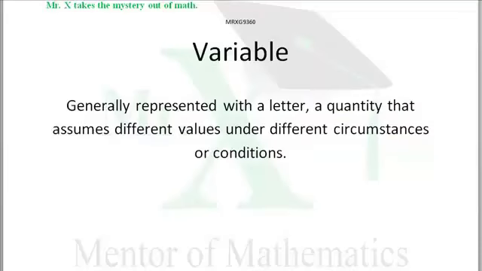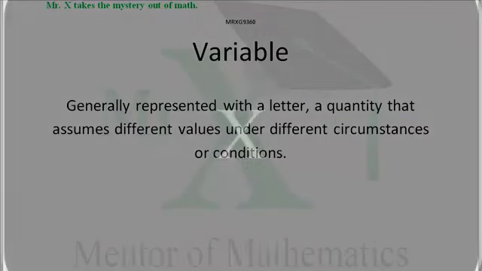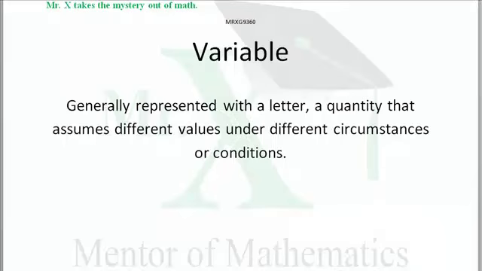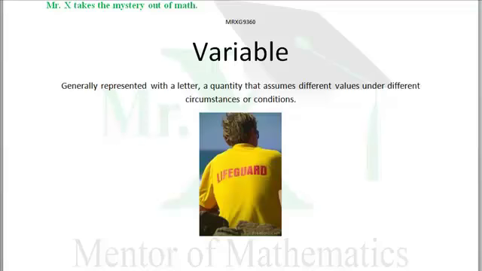It's a letter, like X. The value of X varies from one situation to the next. In one instance, X equals 4. The next instance, X equals pi over 3. X changes its value. It varies, and so X is a variable.